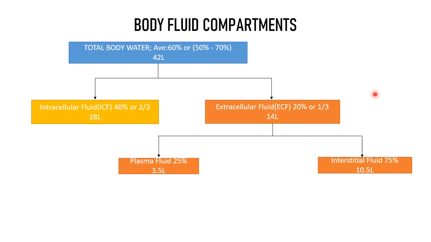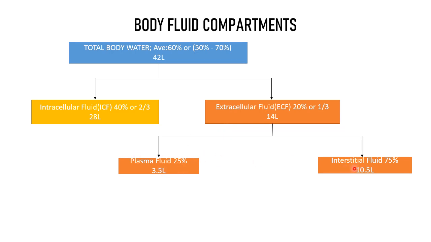Plasma fluid is the fluid in our blood, the liquid part of blood, and it is simply 25% of extracellular fluid. So when you calculate 25% of 14 liters, it should give you 3.5 liters. It's not 25% of total body water, but 25% of extracellular fluid. So in this 20%, there is 25% of plasma fluid.